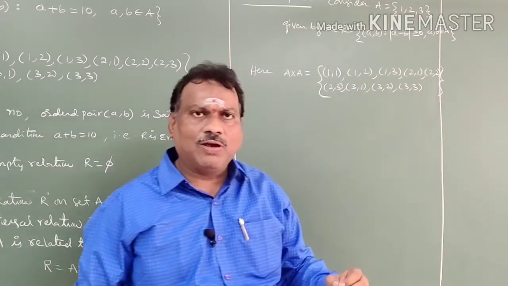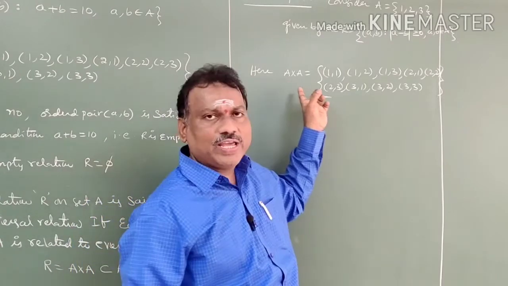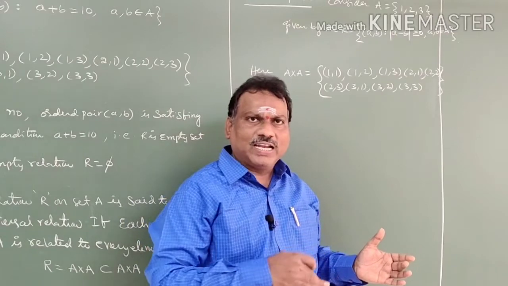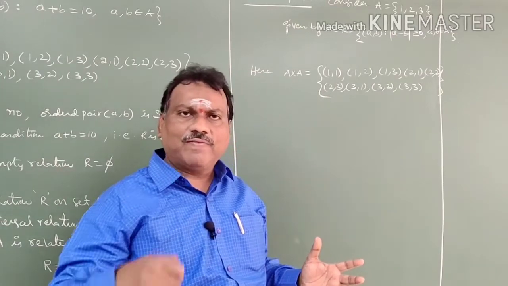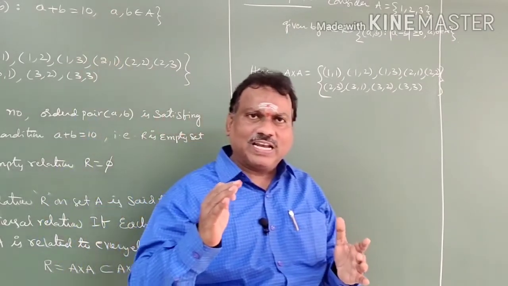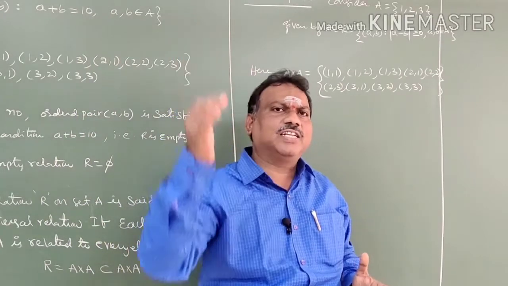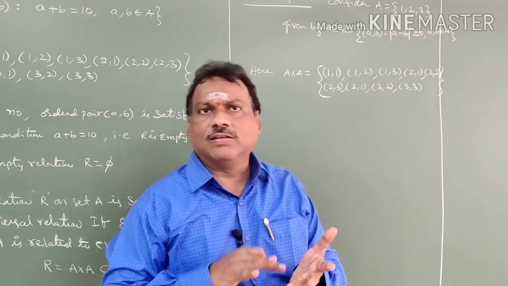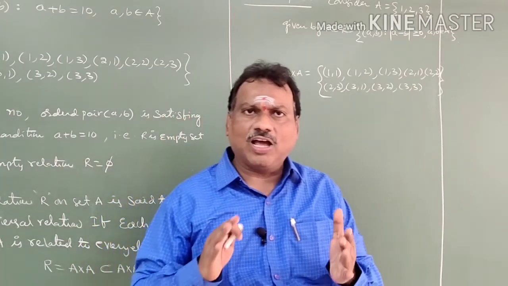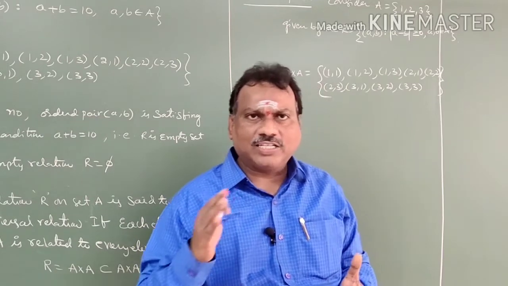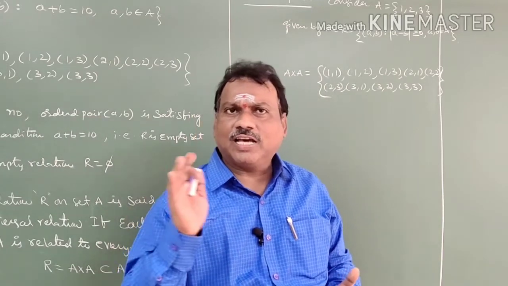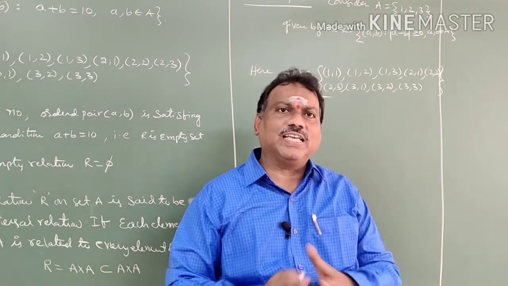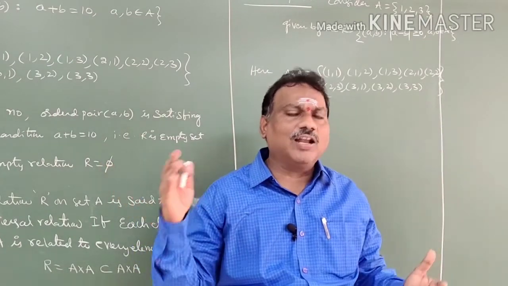So in this problem, R is nothing but equal to A cross A. That means the total possibilities are equal to this relation. That is called a universal relation. That's why the universal relation is the largest relation in a particular set. The universal relation and empty relation are always the smallest and largest relations. Sometimes these are also called extreme relations. Extreme relation means endpoints, smallest and largest.